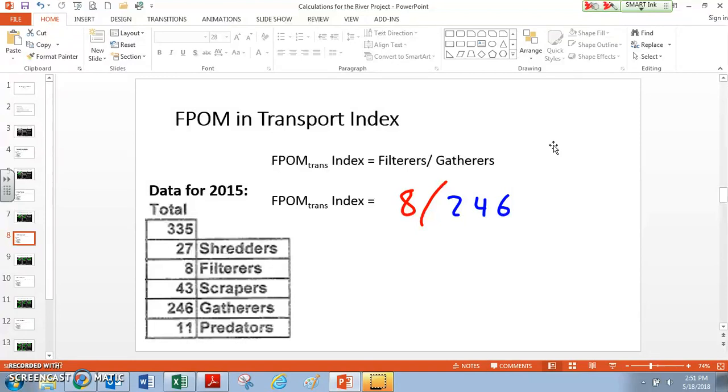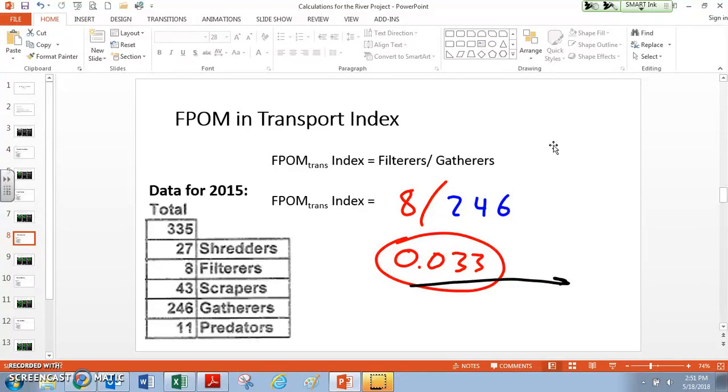What we end up with is 0.033, again, if we round to the nearest thousandths. So this would also mean that there's very little FPOM in transit. Most of the FPOM in this ecosystem is actually not floating around, it's sitting on the bottom of the stream. I got my 8 filterers from down here, I got my 246 gatherers from right there, and this gave me this number. So very, very little FPOM is actually floating. Most of it is sitting in the stream.